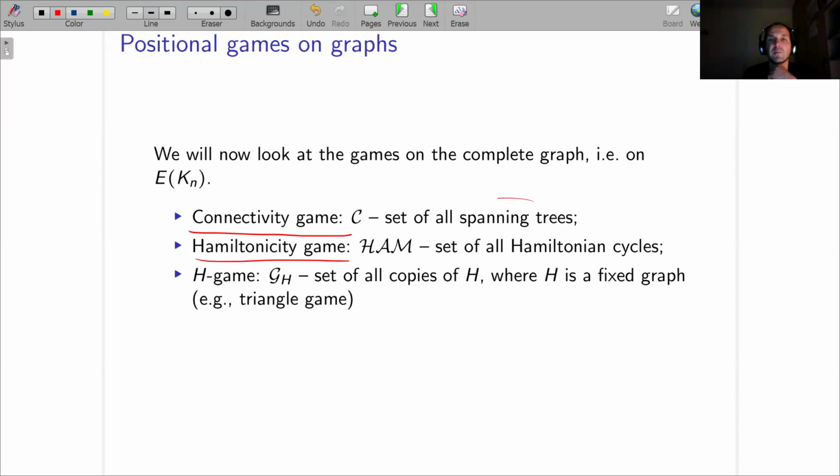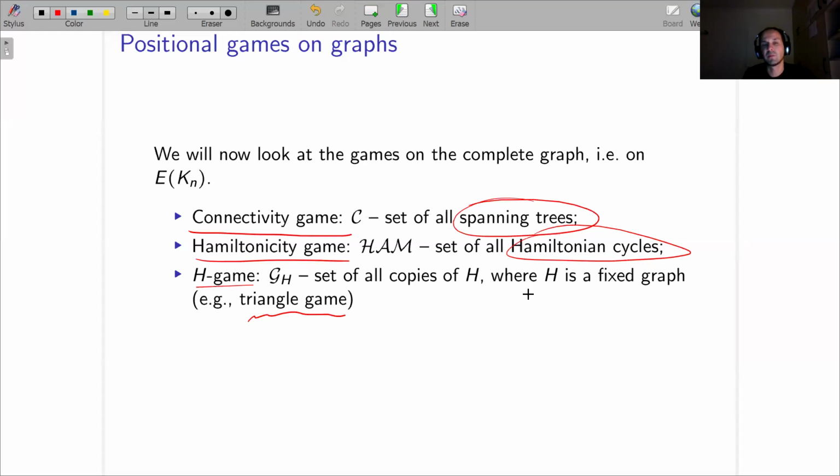So this connectivity game, as I said, is about spanning trees. Maker wants a spanning tree. In the Hamiltonicity game, Maker wants Hamiltonian cycles. And the H game is like a triangle game where H is a fixed graph. So these are probably three of the most studied and most important games. And then there's been a number of papers about them and other games.